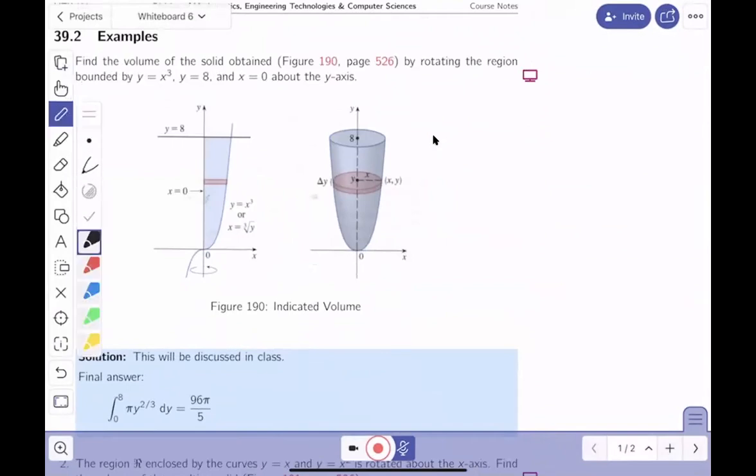Looking at this, I noticed I've got 2 curves, and they're talking about a region. The first curve that's easy for me to draw is y equals 8. That's right over here. The next curve I see is x equals 0. What does x equals 0 look like? Well, it looks like this line over here, and that's x equals 0. That divides this coordinate system into 4 parts.